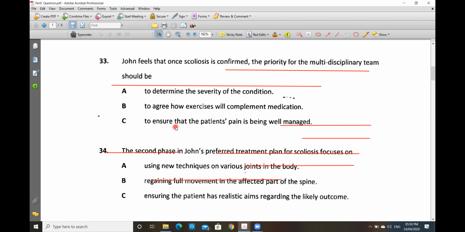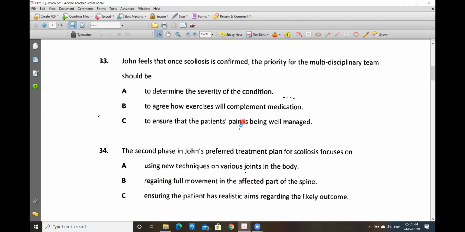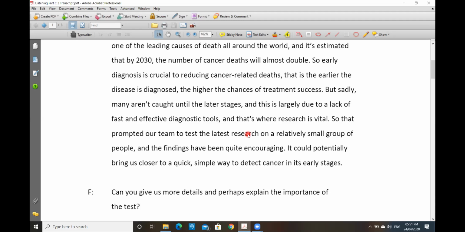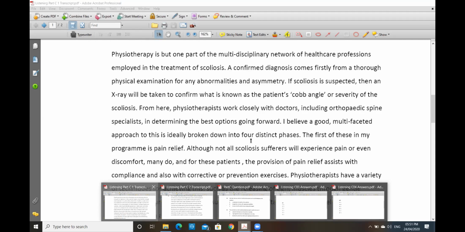And C, to ensure that the patient's pain is being well managed, because they clearly said that the focus is upon pain management. Then here, the second phase in John's preferred treatment plan. Here, it's great that almost all of you could get this as the correct answer. So here, B is the correct answer. Right? They did talk about the shoulder joint, but they were trying to explain the adjacent joints, not various joints. That was adjacent joints.